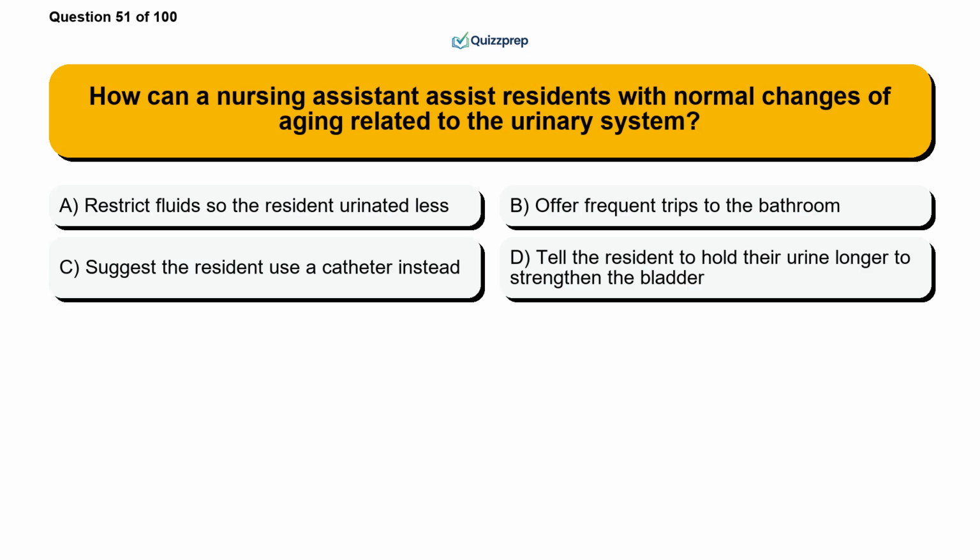Question 51. How can a nursing assistant assist residents with normal changes of aging related to the urinary system?